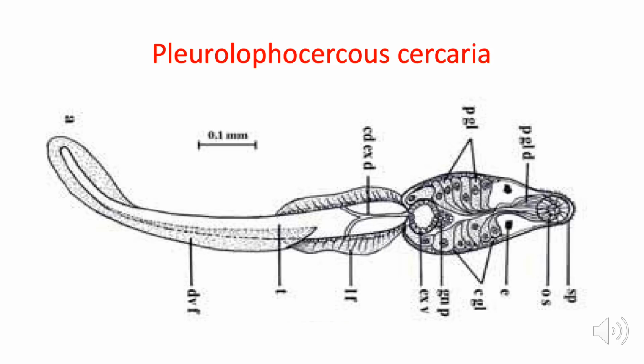There are cercaria that are provided with long tails, but their tails are provided with fins. So we do not just simply refer to them as Lophocercous. We will call them Pleurolophocercous, meaning they have long tails and they have fins on their tails.